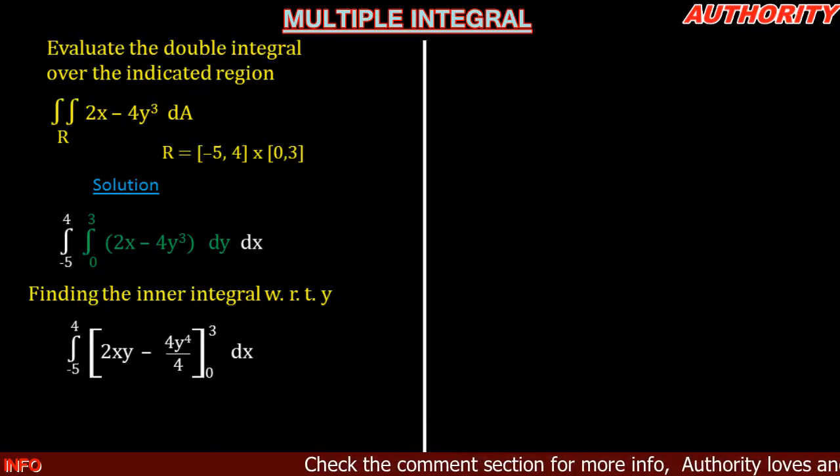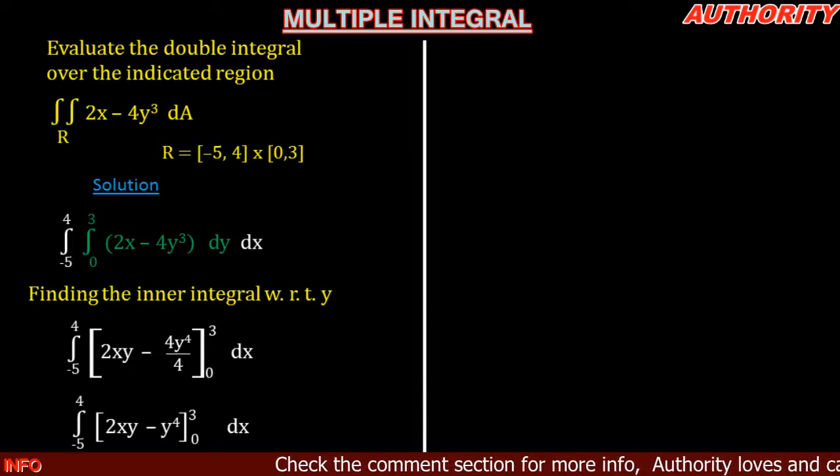So here we have 4y raised to the power 4 all over 4. So 4 divided by 4 is going to give us 1, and 1 times y gives us y raised to the power 4. So here we have the integral from minus 5 to 4 of 2xy minus y raised to the power 4 over the region 0 to 3, dx.